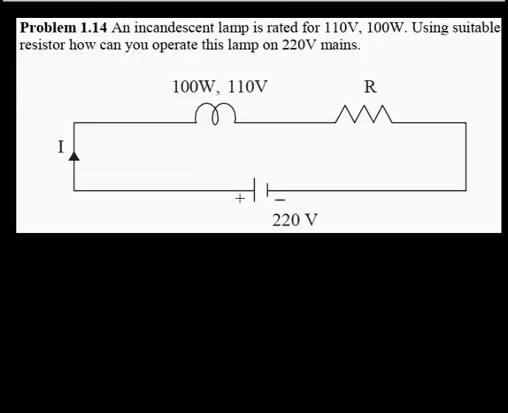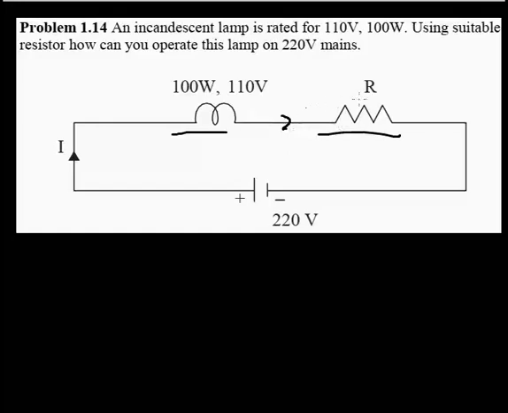Okay, so invariably what they're looking for is the resistor that must be connected. That's the question: what is the suitable resistor that must be connected with this lamp so that it can operate? So we're looking for the resistor R. It will be very easy for me to find the resistor R, because first I need to find the current passing through R.